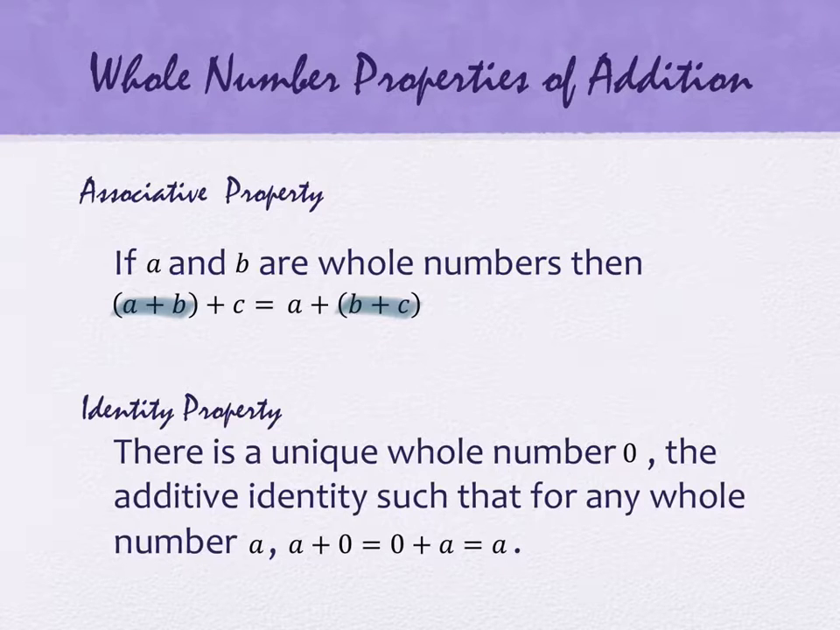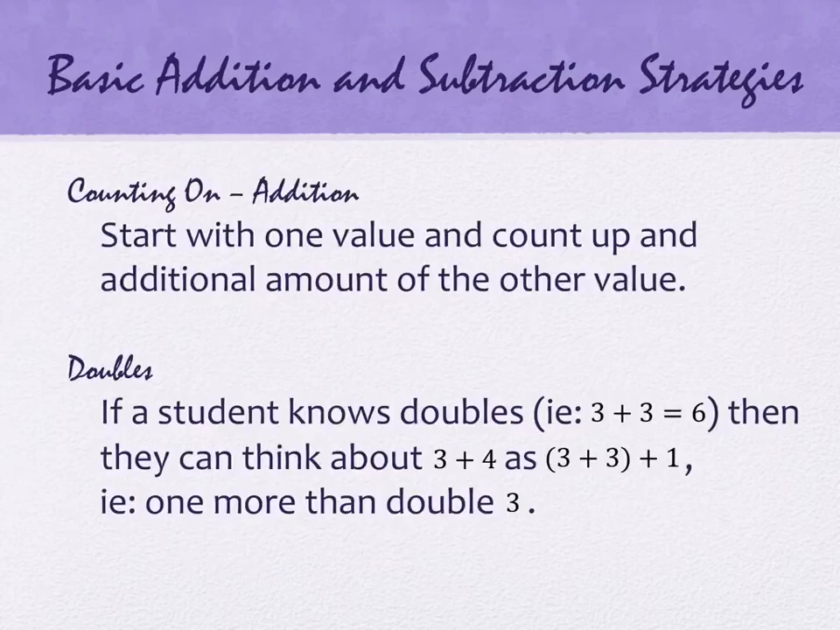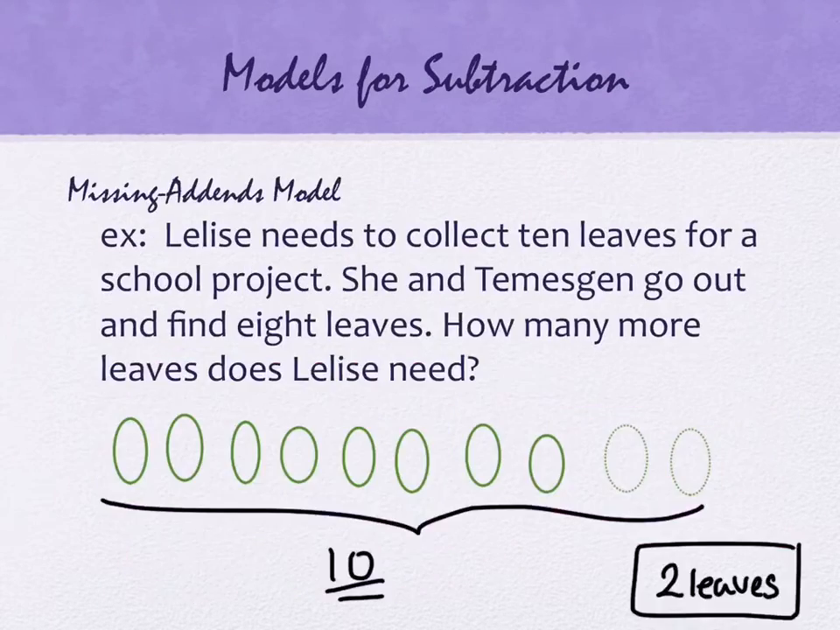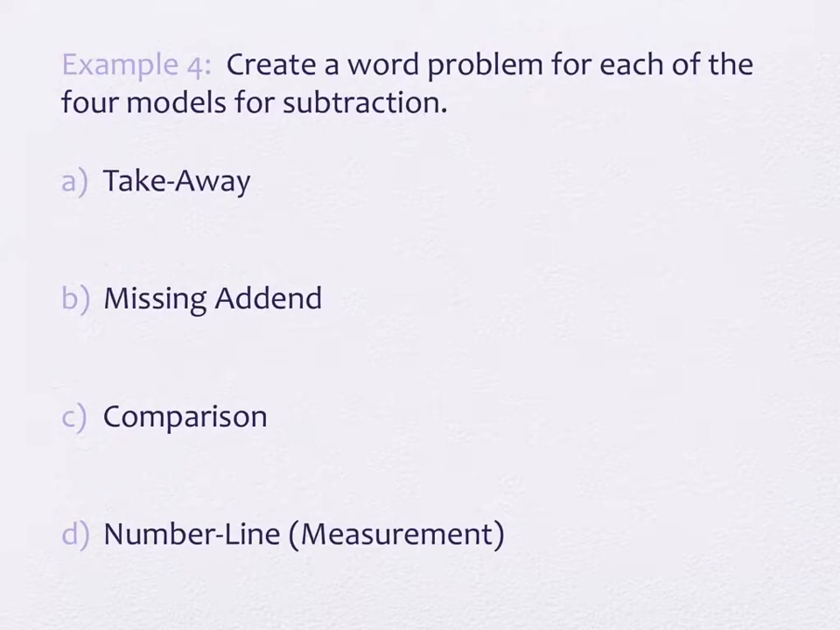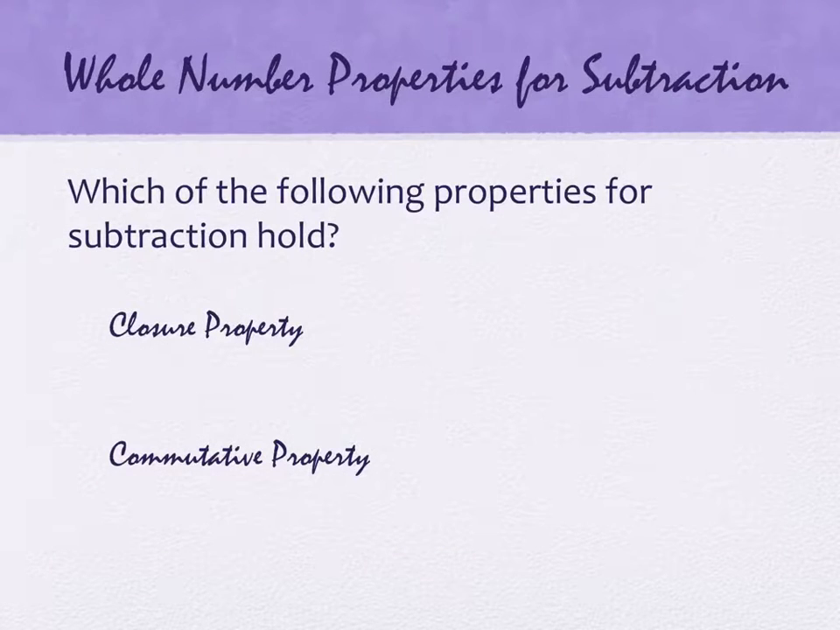And we had the identity property. We talked about the fact that with the identity property, we have to be able to add on both sides in order to say that it's truly an identity element, and it doesn't change the value that we're adding it to. So we're going to look at whole number properties for subtraction and find out which of the following actually hold for subtraction. All right, so we're going to go in order.